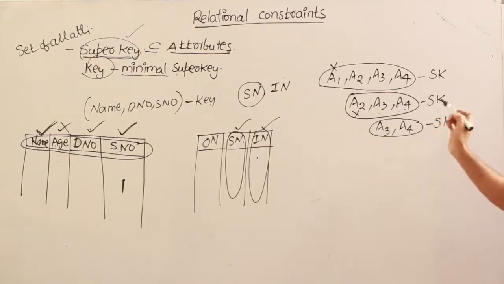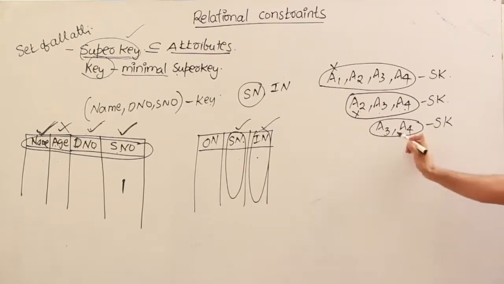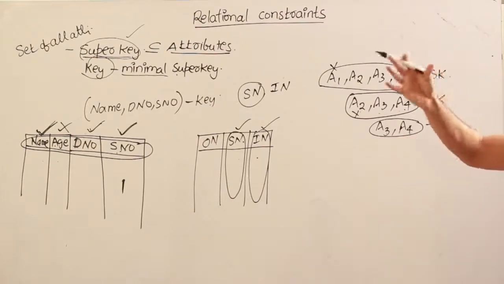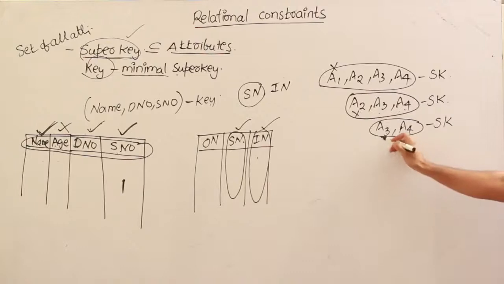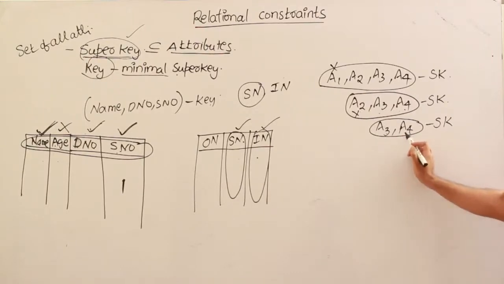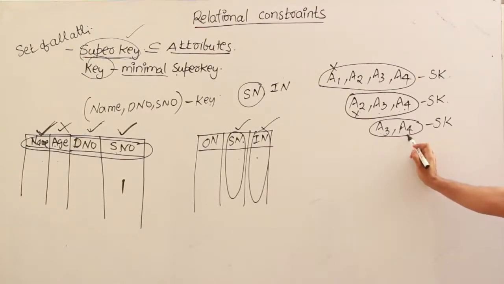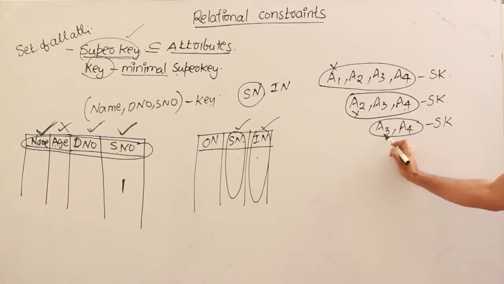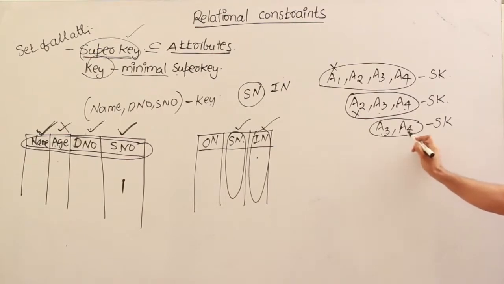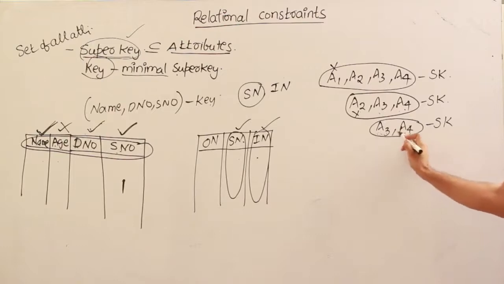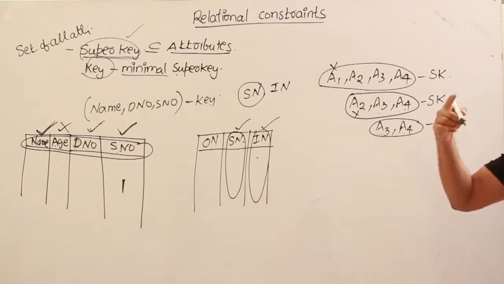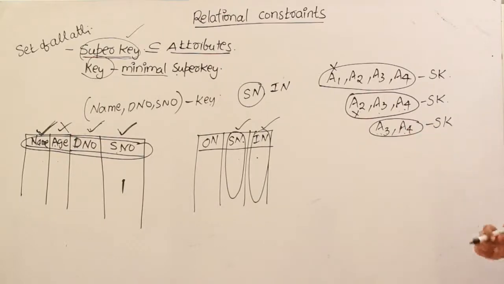Now, should I really call it a key? That depends: can you still minimize it? Let us say it turns out that if I remove A3, then A4 is not able to uniquely identify a tuple, and the same happens if I remove A4, because two tuples have the same value for A3 and two tuples have the same value for A4. Then I cannot remove any of them and still keep the uniqueness constraint.